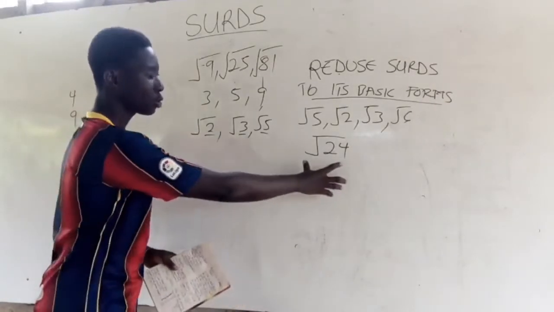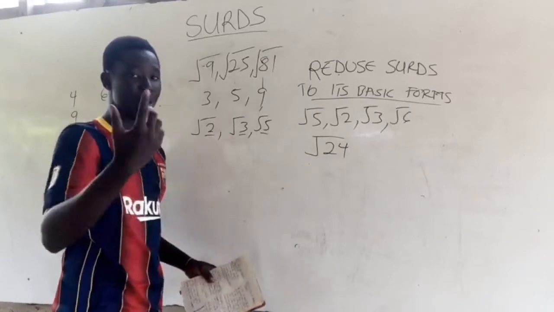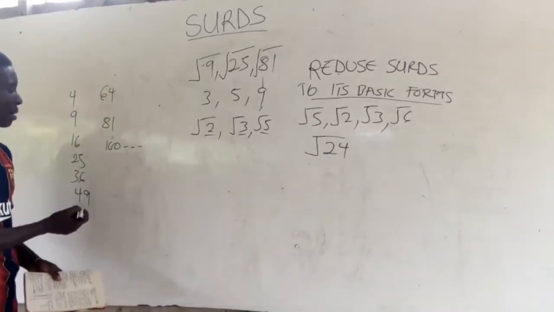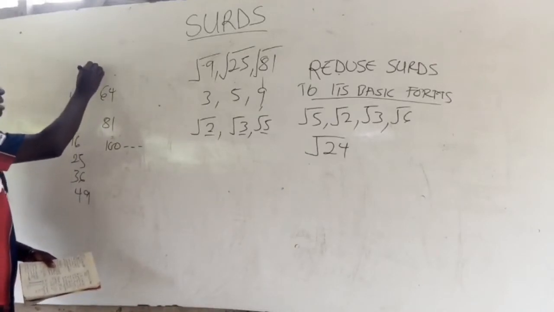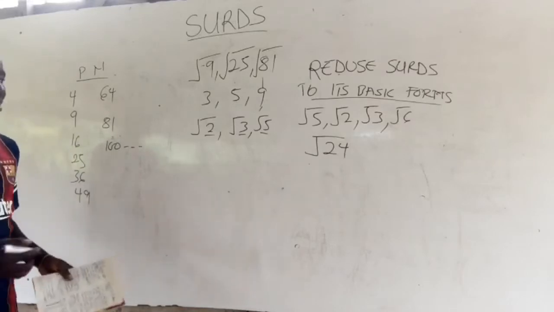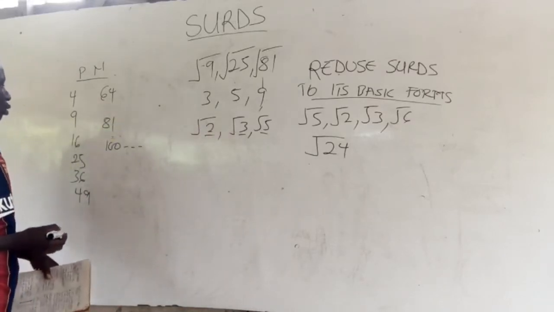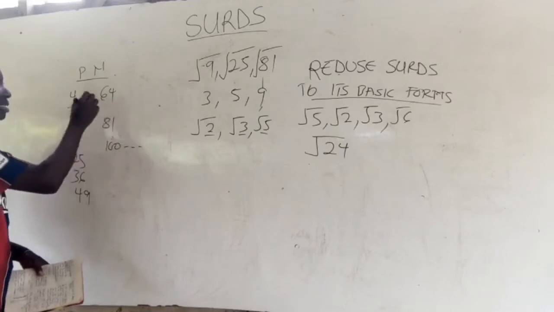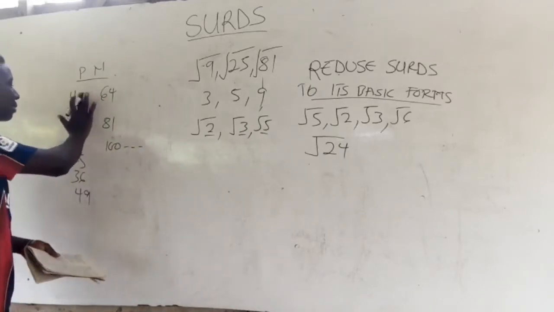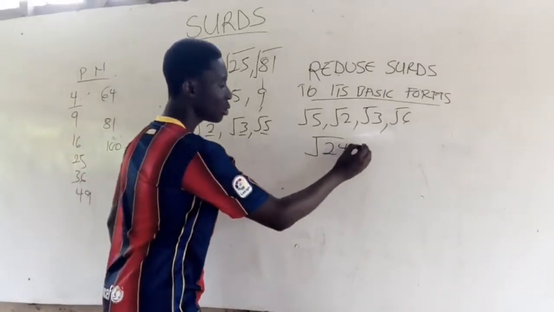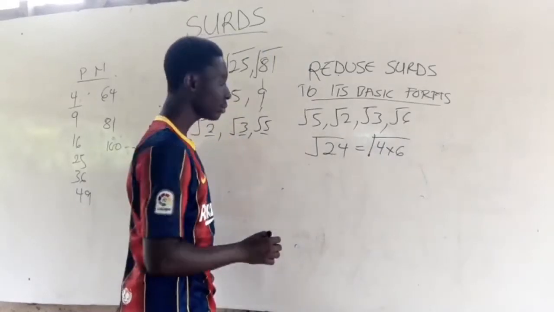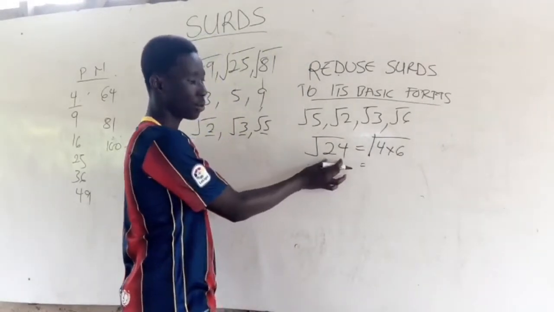So before we can reduce root 24 to its basic form, we are going to pick one number from these perfect numbers and multiply it with a different number that is going to give us 24. So 4 times 6 gives us 24, meaning we can fix 4 times 6 over here, and it's true.